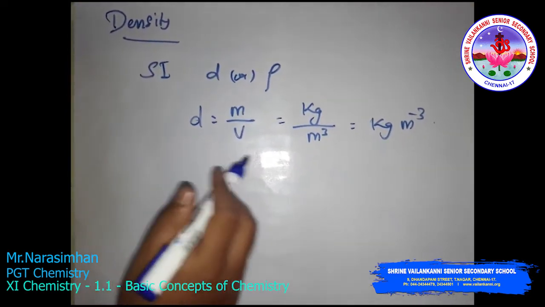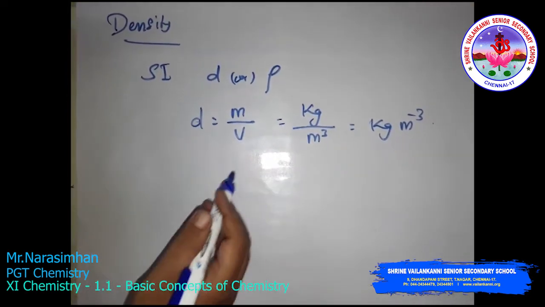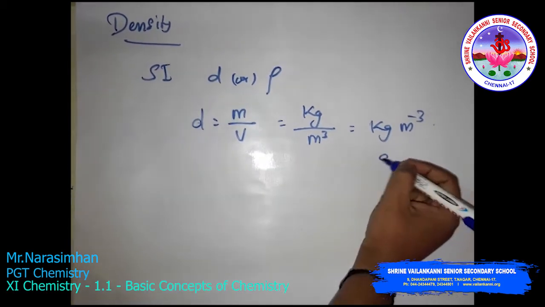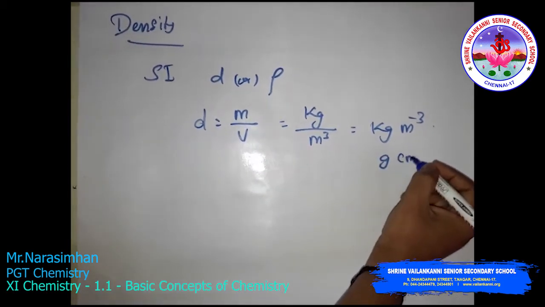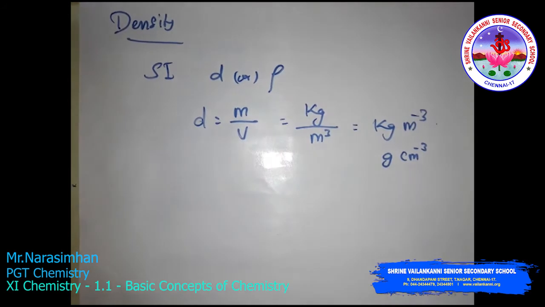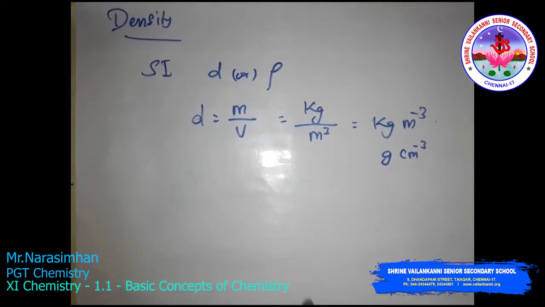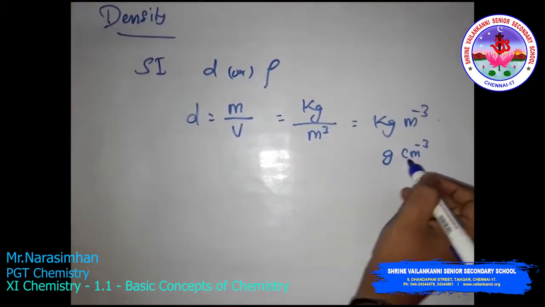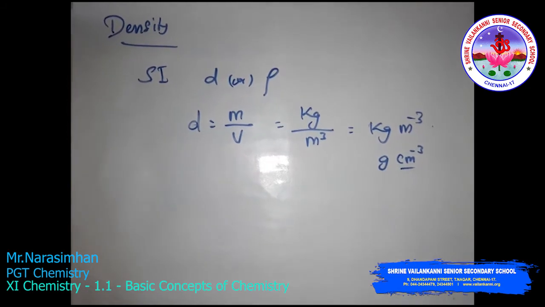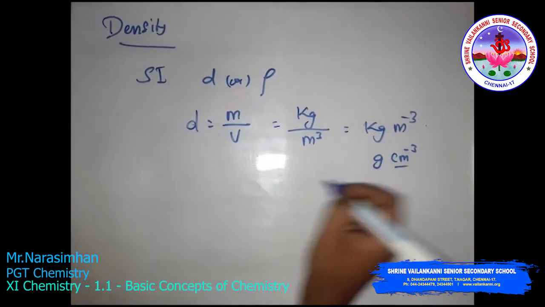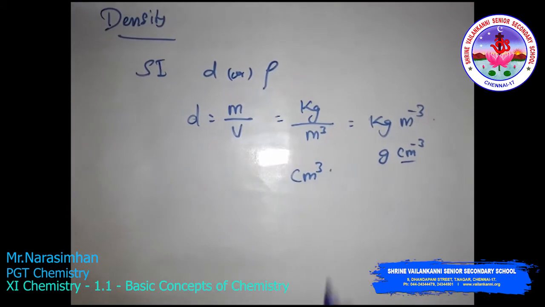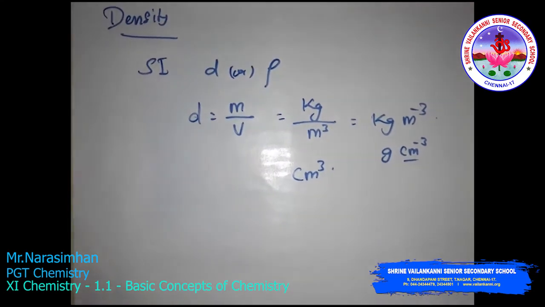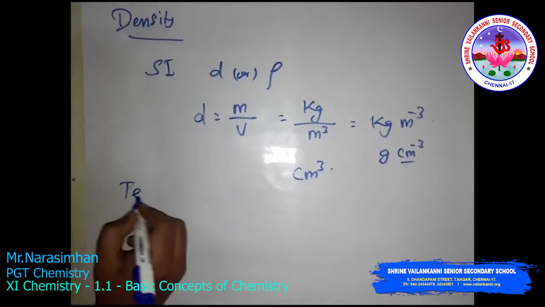The unit is quite large, so chemists often express density in gram per centimeter cube, where the volume is expressed in centimeter cube. Okay. Then temperature.